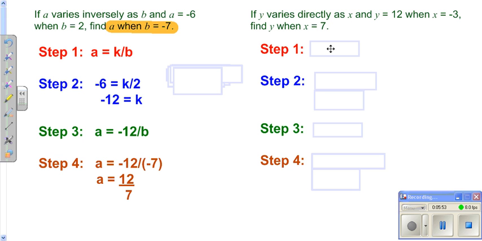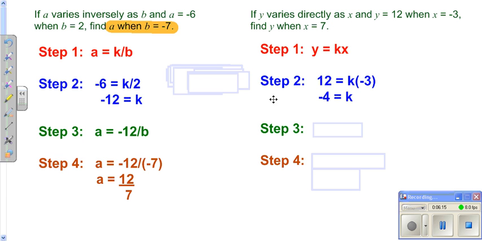Same approach over here. Y varies directly to x, so you know it's going to be y equals with your constant of proportionality. Directly means it's not in the denominator, so you're going to put x there. Plug in your given information right here at the end, y being 12, x being negative 3. Divide by your negative 3 to find k, to get k to be negative 4.